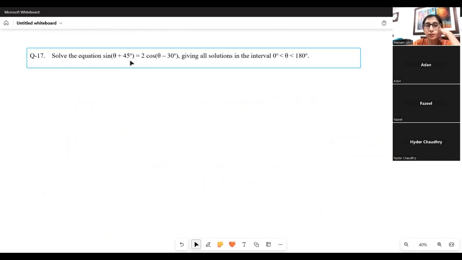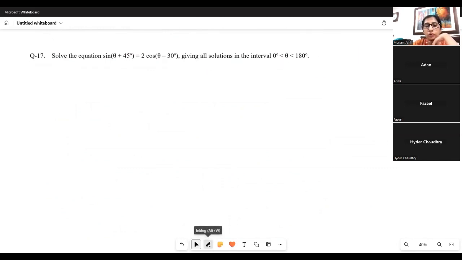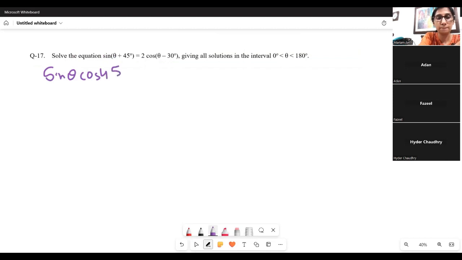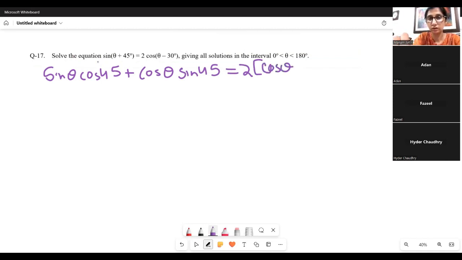Solve the equation sine(theta + 45) equals 2 cos(theta - 30). Give your solution in the interval 0 to 180. We're going to use the compound angle formulas for sine and cos. For sine, it is sine theta cos 45 plus cos theta sine 45 equals 2 times bigger brackets cos theta cos 30, changing the sign to plus, sine theta sine 30.